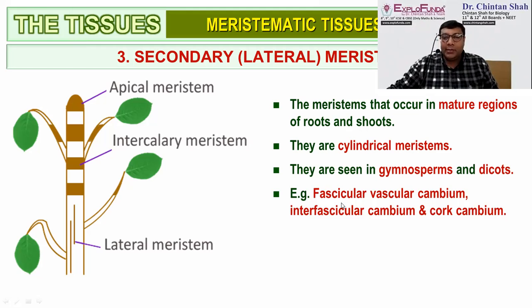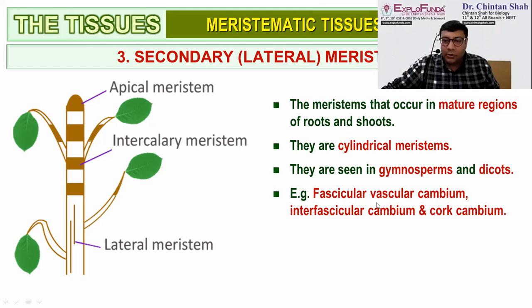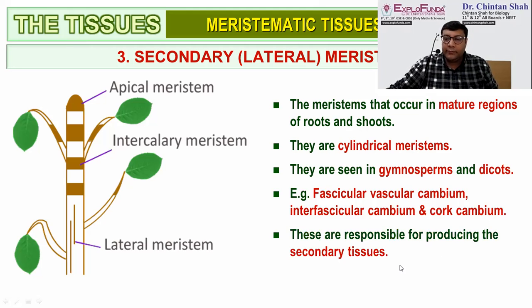Fascicular means a bunch of something. So it is not only one layer, it is a multi-layer structure, and that's why it is known as fascicular vascular cambium. Then after, interfascicular cambium. Inter means in between, and there is a cork cambium. I will let you know about that. These are responsible for producing secondary tissues, and secondary growth will take place. As a result, the width of the plant increases.